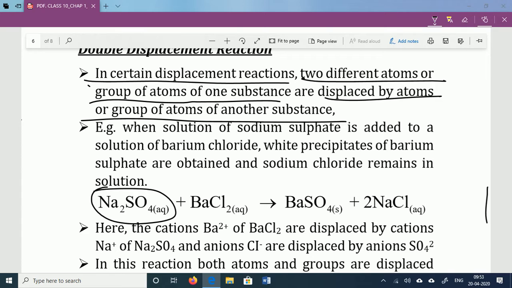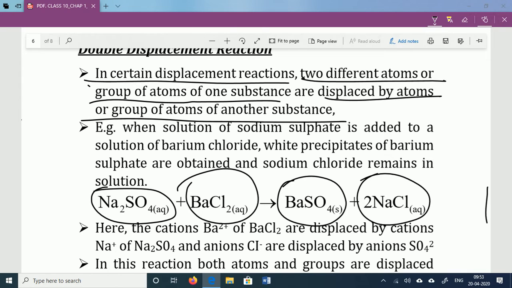This sodium sulfate solution is mixed with barium chloride solution. Now when I mix both the solutions, I observe that a white precipitate of barium sulfate is produced, and NaCl that is produced is in the dissolved form. So when we mix these both solutions, the white precipitate of barium sulfate is obtained and sodium chloride remains in the solution. So this reaction is an example of a double displacement reaction.